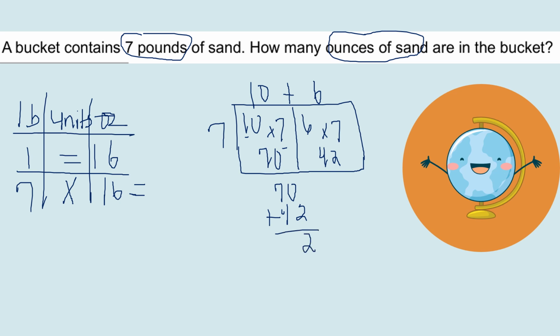And that would be 112 ounces. So we just converted 7 pounds of sand into 112 ounces of sand. Let's try another one.